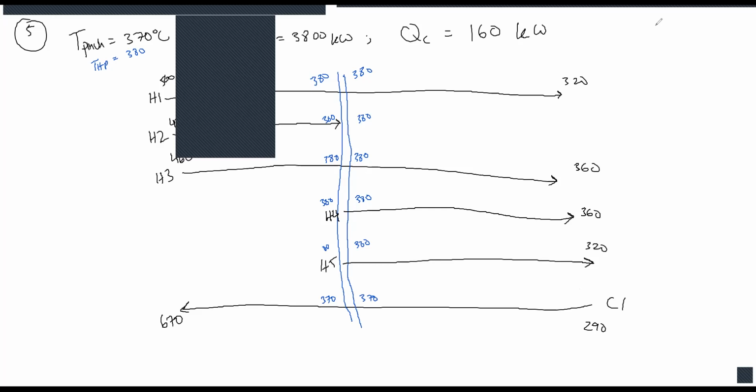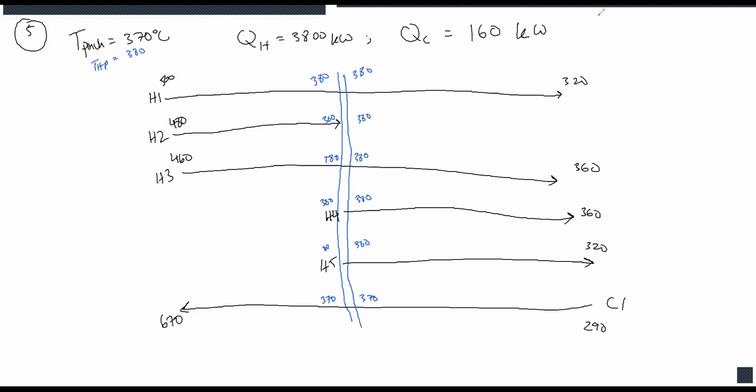So before doing the matching, let's write our rules. So above the pinch, we said CP hot has to be less than or equal to CP cold, and below the pinch, CP hot is greater than or equal to CP cold. There is no cooling above the pinch, right? No cooling, and there is no heating below the pinch. Okay, good.